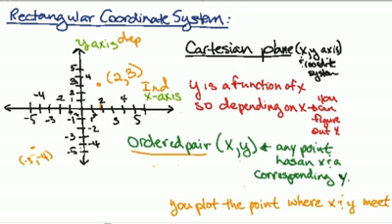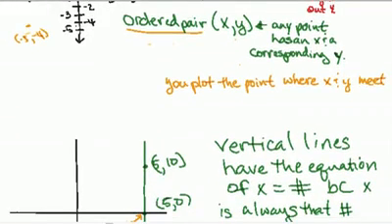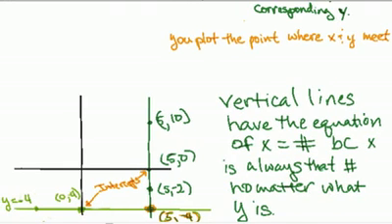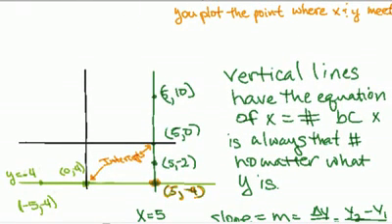Now that we've discussed what points and ordered pairs are, let's move on. You plot where x and y meet. We just did that. Let's look at vertical lines. A vertical line has the same x value. No matter what y is, x is always the same numerical value.